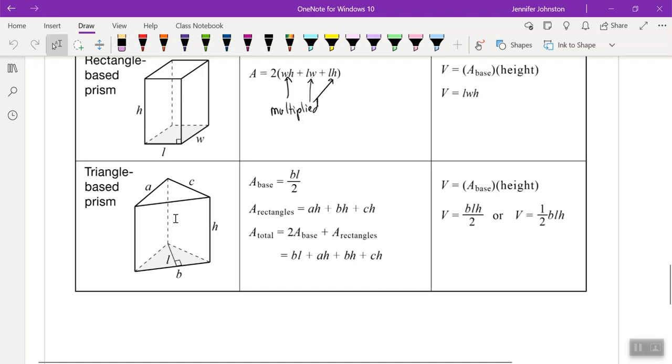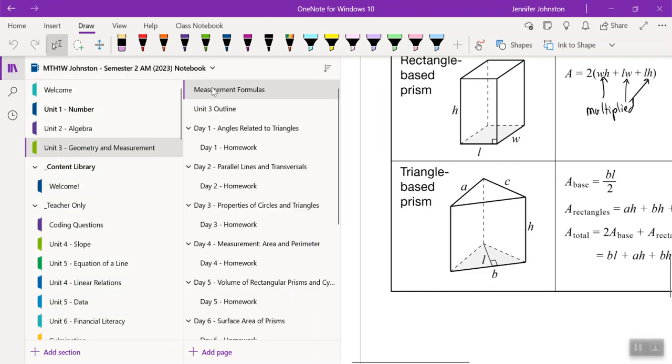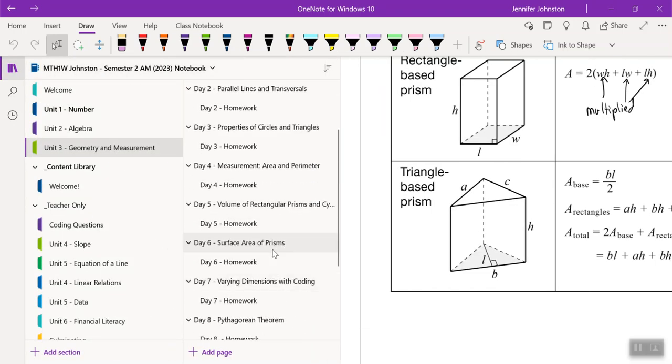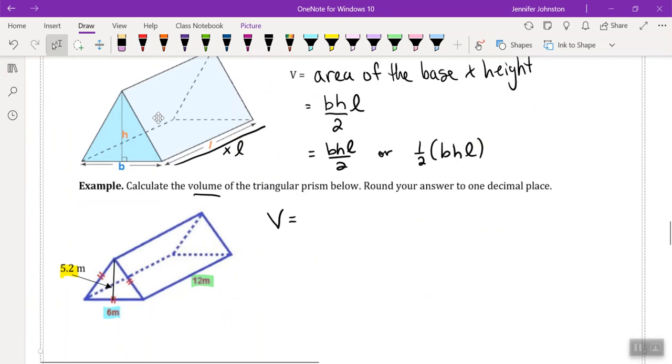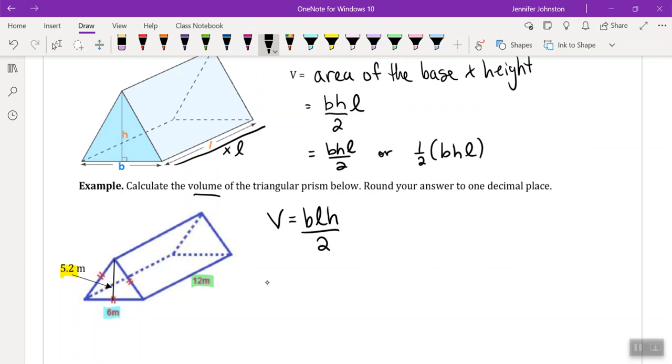BLH. Over here you can see that the L they're standing for is the height of the triangle and H is the height of the prism. So we've got BLH divided by 2. B is the base of the triangle, so it looks like 6 is going to be our base. L is the height of the triangle, so that's this one, and H is the height of the prism. So we've got 12 here.